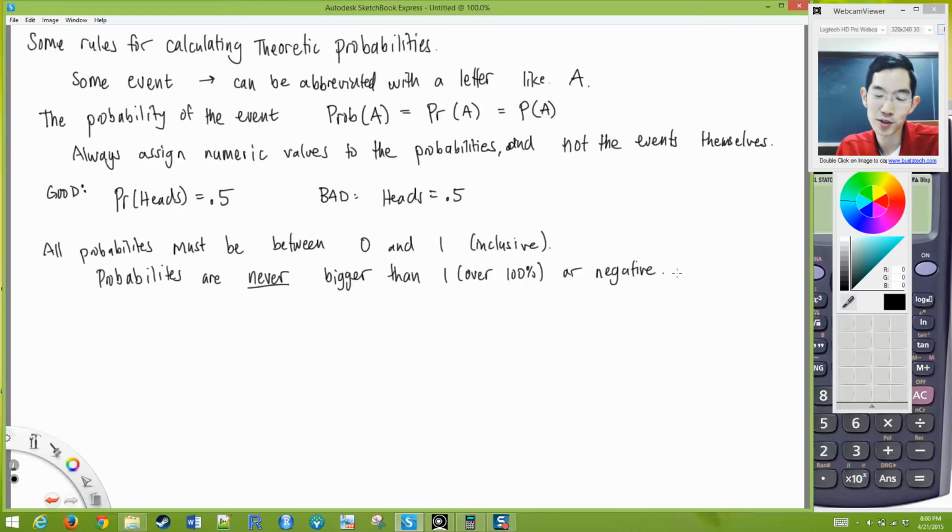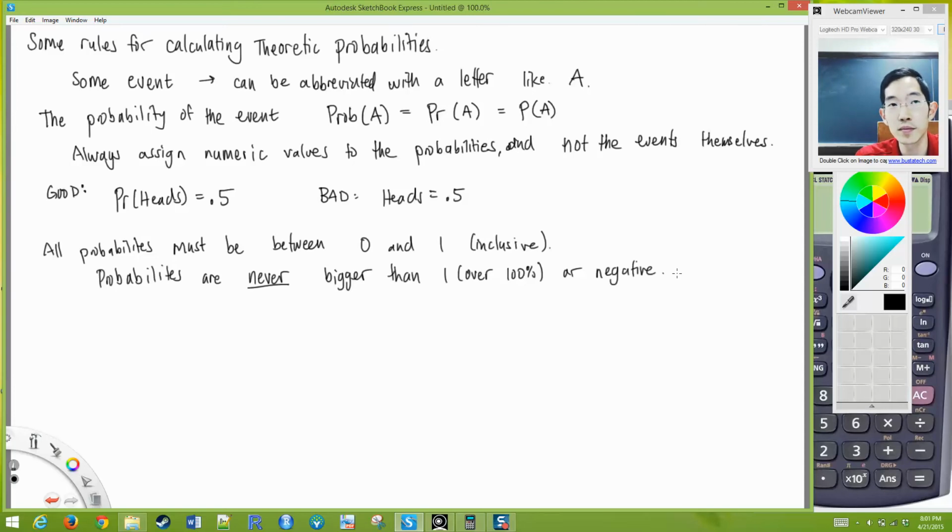There's some other strange versions of statistics, or probabilities, where you can have these changes, but in this class, this is always the case.